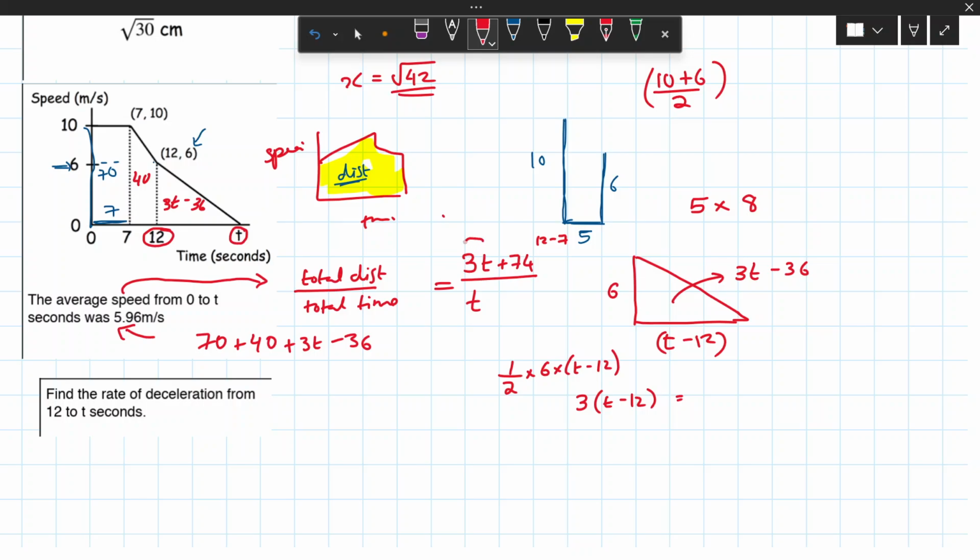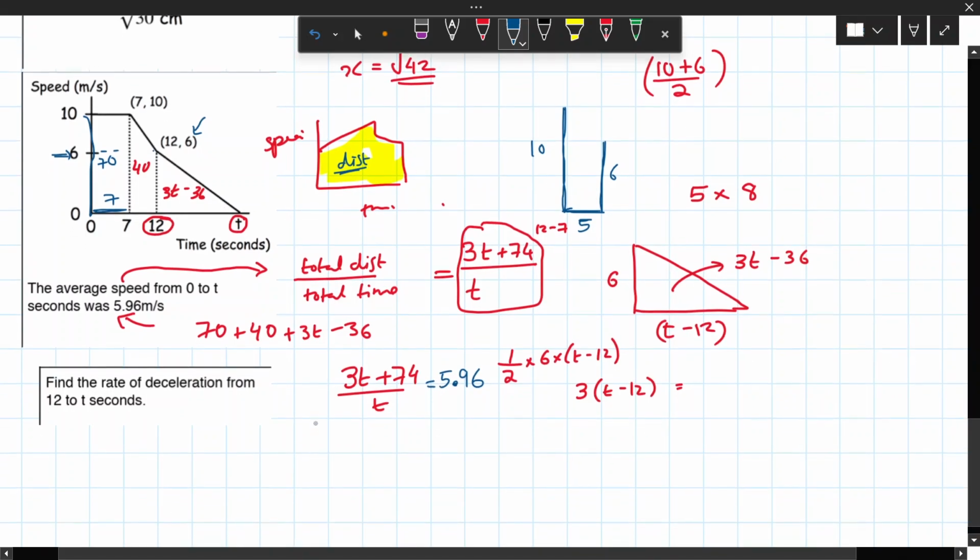So I found an expression for the average speed, which is 3T add 74 over T. However, I do know the average speed is equal to 5.96. Which means I could now form an equation.